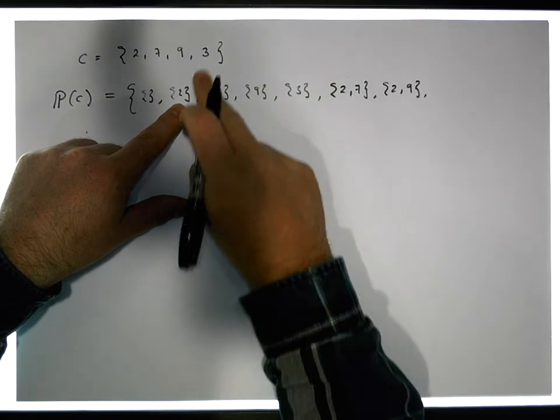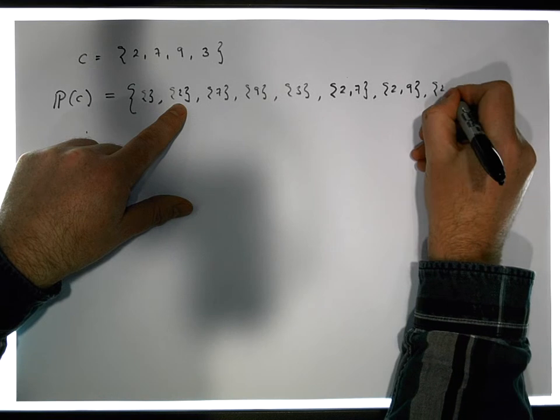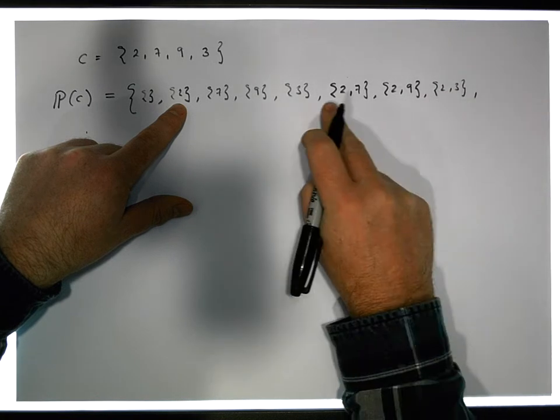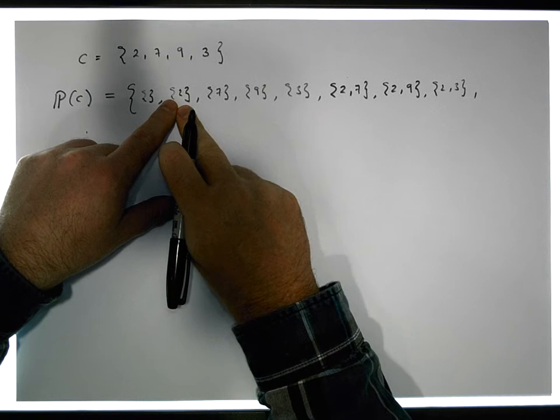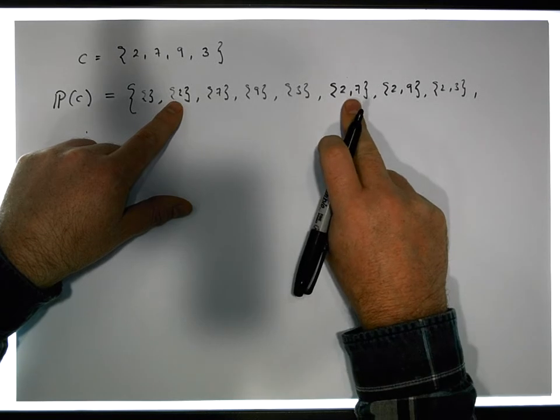2 could also get paired with a 3, and there's nothing else to pair 2 with. So at this stage we've exhausted this singleton here and expanded it to sets of cardinality 2.